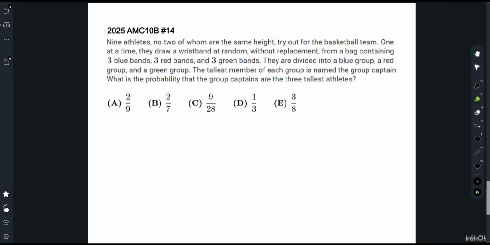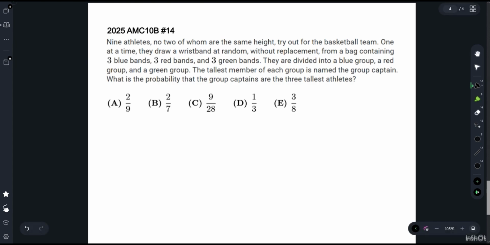Thank you guys. 5MC10A problem 14. So 9 athletes, no 2 of whom are the same height, try out for the basketball team. One at a time, they draw a wristband at random without replacement from a bag containing 3 blue bands, 3 red bands, and 3 green bands. They are divided into a blue group, a red group, and a green group. The tallest member of each group is named the group captain. What is the probability that the group captains are the 3 tallest athletes?